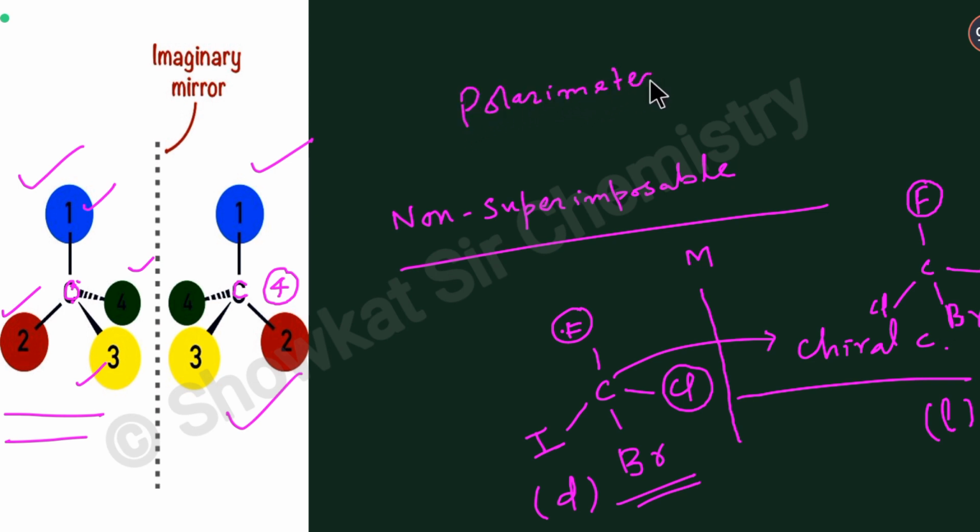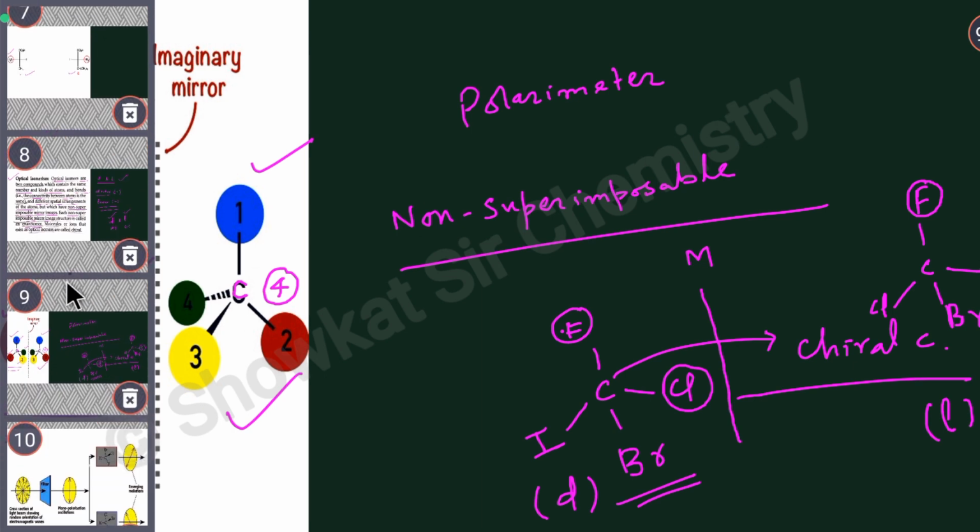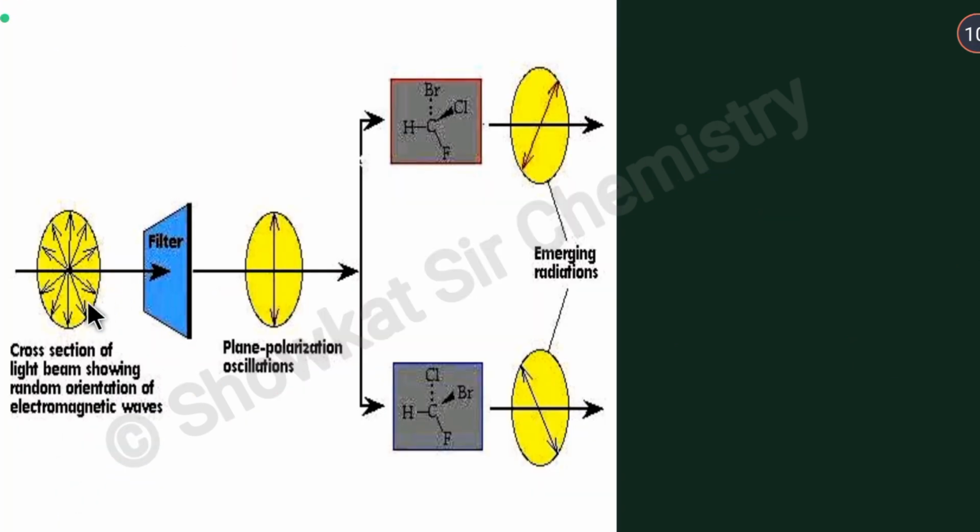So with the help of a polarimeter, we can tell which is dextro and which is levo, right? Which is plus and which is minus. I have just shown the diagram here. See how a polarimeter actually works.